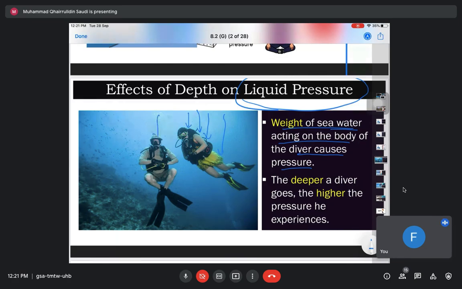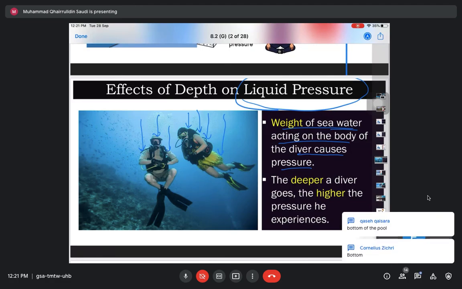Okay, now we will see the relation with the depth. Let's say you are in a swimming pool. Between the surface of the swimming pool and the bottom of the swimming pool, which one has higher pressure, if you can guess? Okay, my question is, between the surface of the pool and the bottom of the pool, which place has higher liquid pressure? The bottom of the pool.